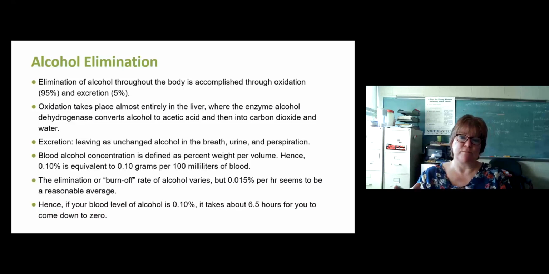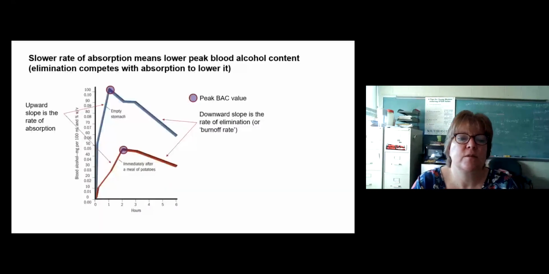The elimination or burn-off rate varies, but a general one we can use is 0.015% per hour. Again, there are factors that would change that, but if we just want an estimate of how much time it is going to take for you to oxidize a certain amount of alcohol in the blood, we can say about 0.015% per hour. So if your blood alcohol level is 0.10, and I divide that by 0.015, it's about 6.5 hours to come down to zero, to fully oxidize all of that alcohol in your system.